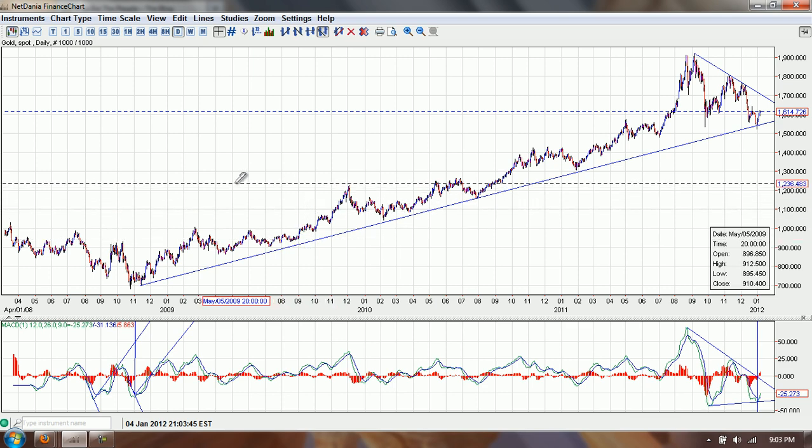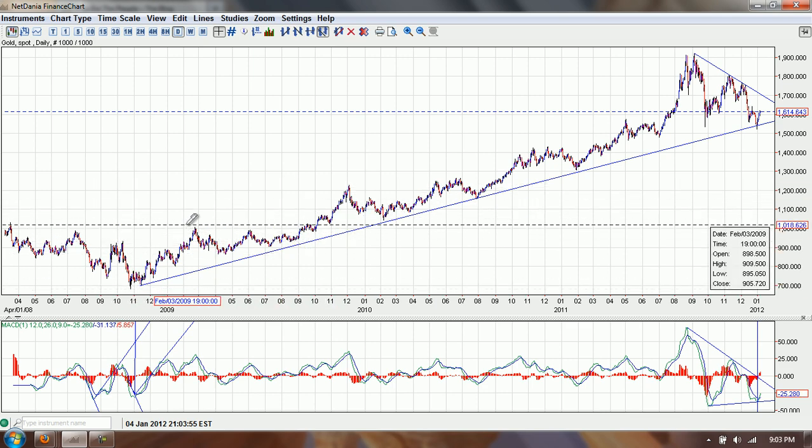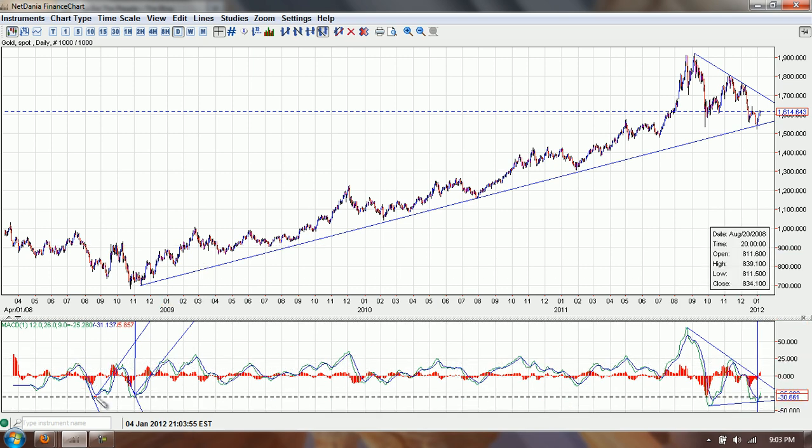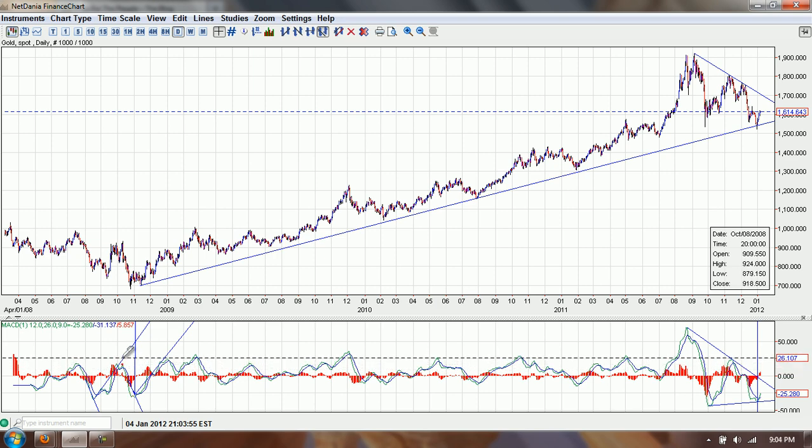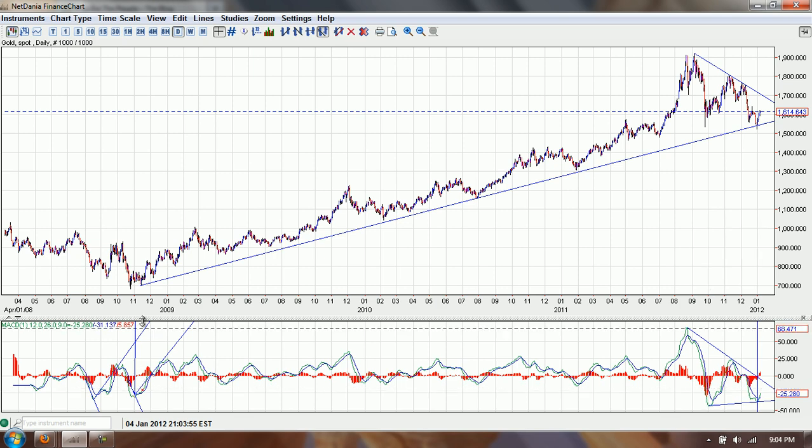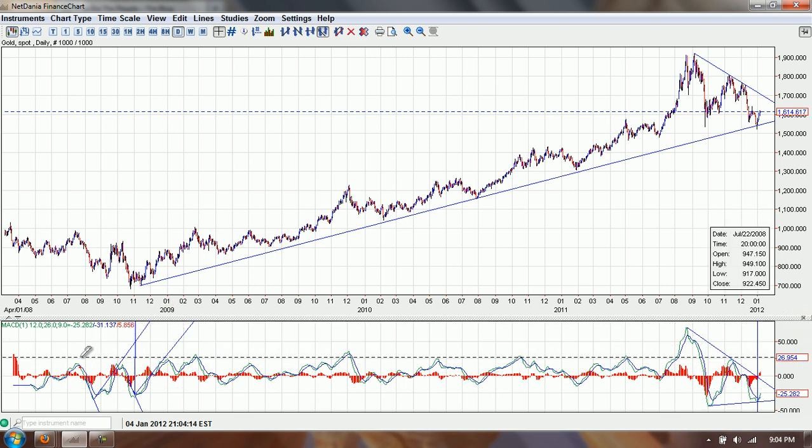So the first thing I've tried to point out here is I've drawn out the W that we formed back at the 2008 bottom for gold. Now, gold is a little bit different than silver because gold didn't take the incredible correction that silver did, and gold started to rally a little bit earlier. But nevertheless, we have a very clear W pattern on the chart.